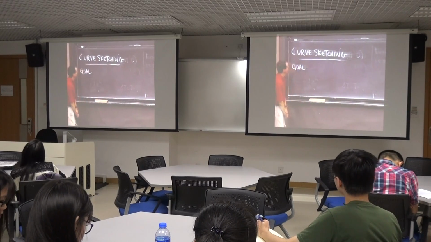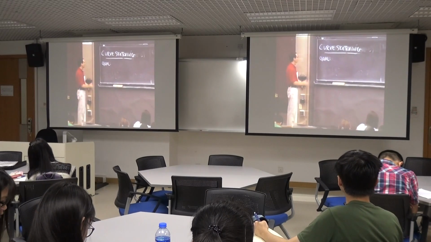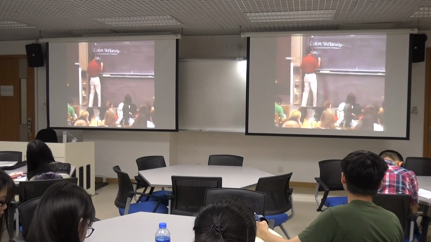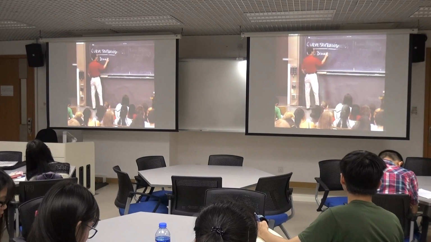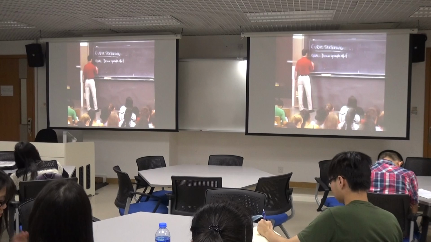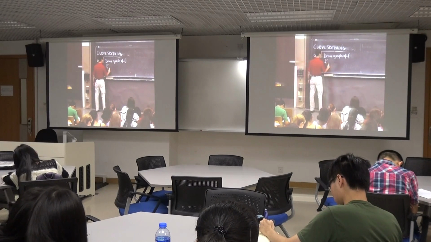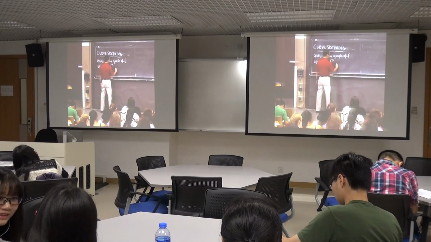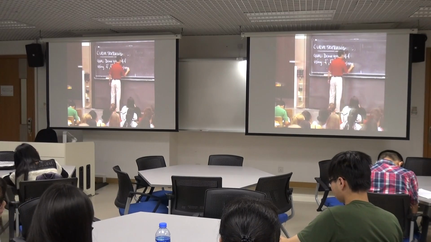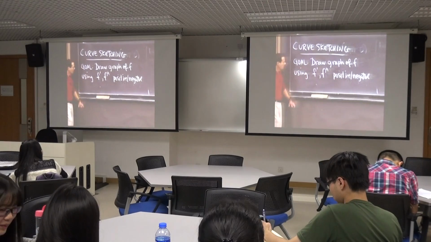All right. Sketching. All right, so here's our goal. Our goal is to draw the graph of f using f prime and f double prime, whether they're positive or negative. Okay, so that's it. This is the goal.